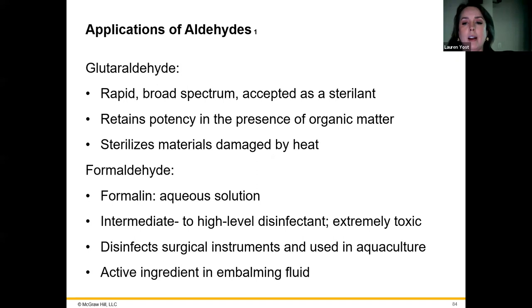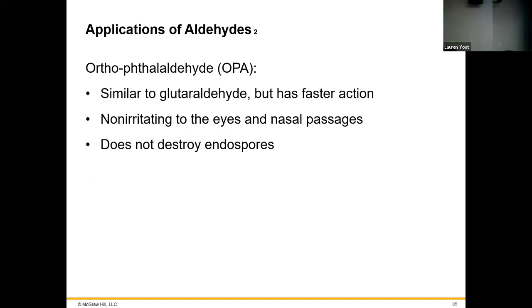Formaldehyde. Formaldehyde is an intermediate to high level disinfectant. It is extremely toxic. We use this as an embalming fluid for a reason. We can disinfect surgical instruments. Formalin, if you've ever heard of formalin, that's the aqueous version of this. So it's mixed with water. And then OPA, like we were just saying, orthophthalaldehyde, similar to glutaraldehyde, faster action. It doesn't irritate, but it does not destroy endospores, so it's non-sterilizing.